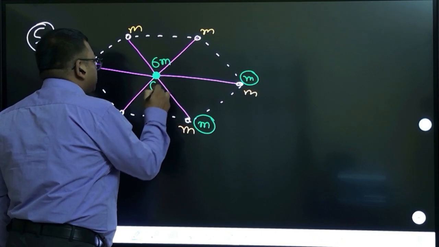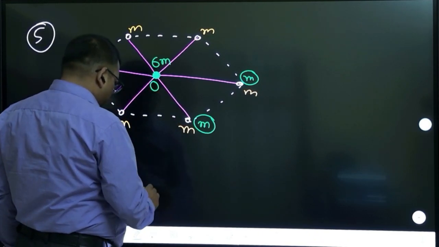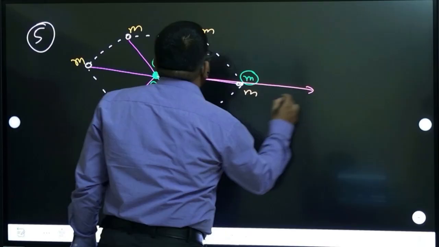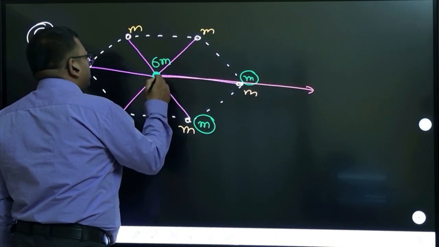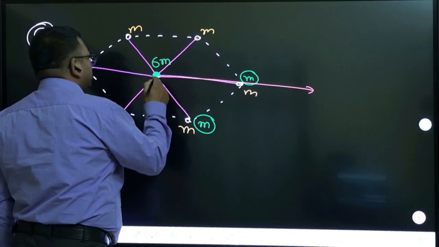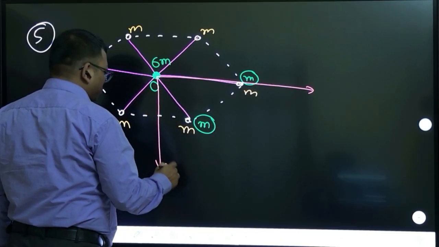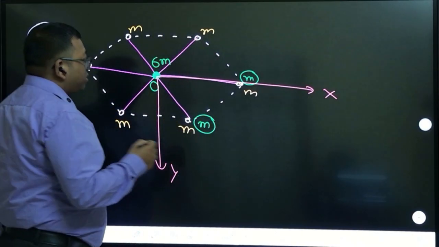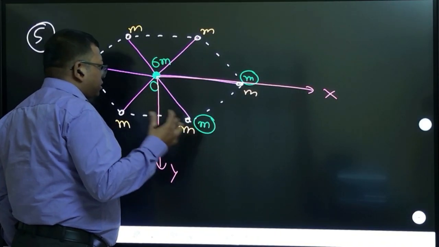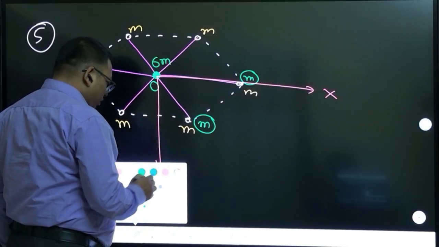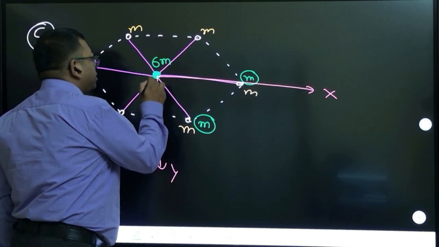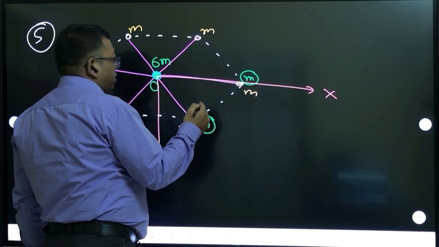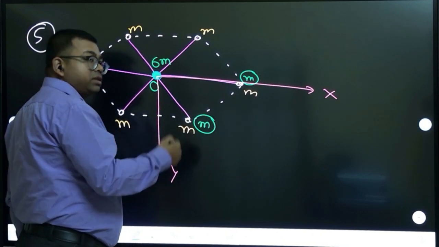Let us take this as origin. And let us consider that this is your x-axis. You can take any direction as y-axis. Let us take this as y-axis, downward I am taking. It doesn't matter. This is x-axis, this is y-axis. So now tell me, what is the system? The system is now made up of the already present 6m because of the hexagon, and these extra two masses. Extra two masses have come on adjacent sides.